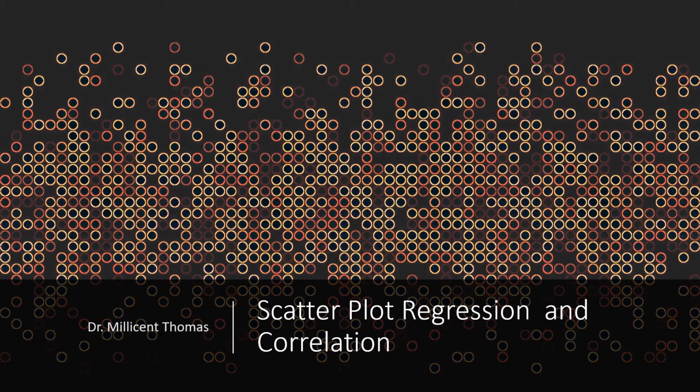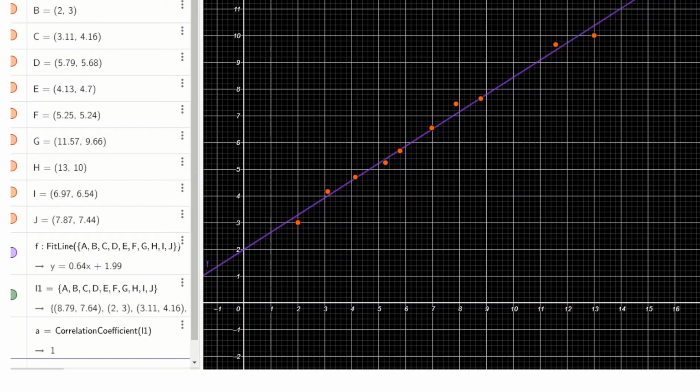Let us analyze the scatter plot, regression line, and the correlation coefficient. We have a set of points given here, say from A through J, and we are trying to fit a line for the scatter plot using these points. So we get a line y equal to 0.64x plus 1.99 with a coefficient of 1. It is pretty good because these points are all almost close to the line, and hence it is very strong.